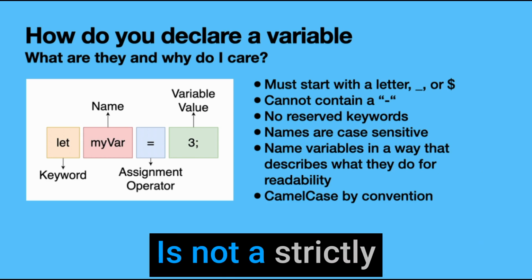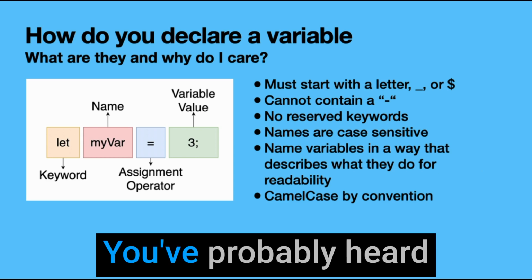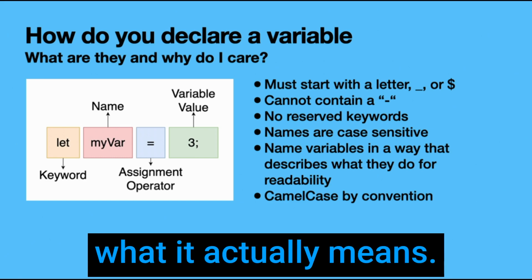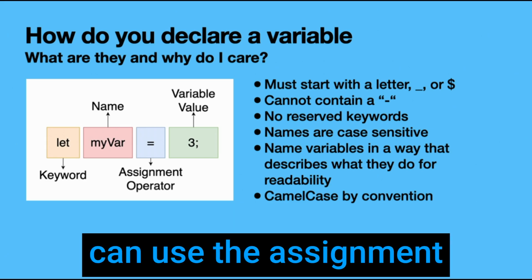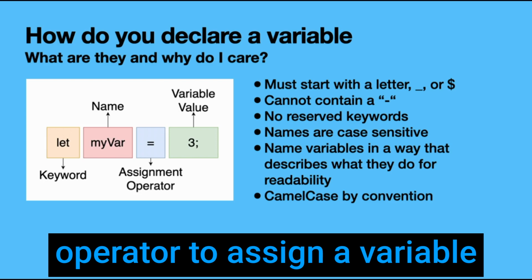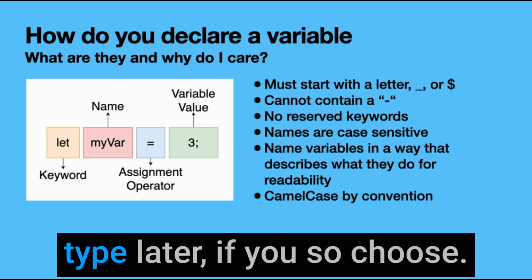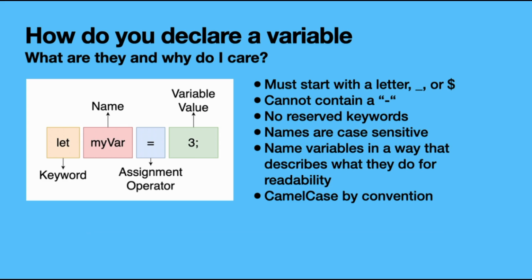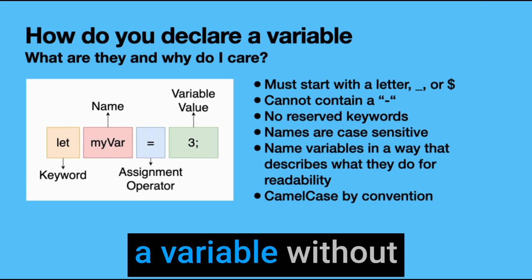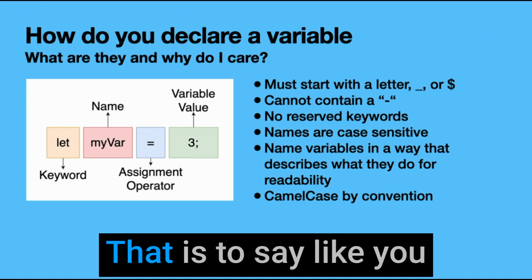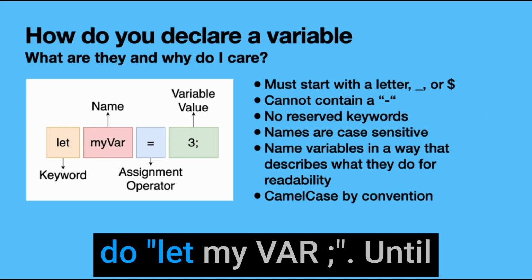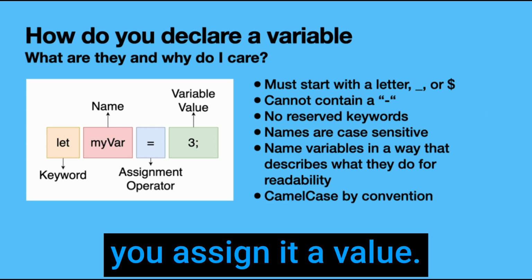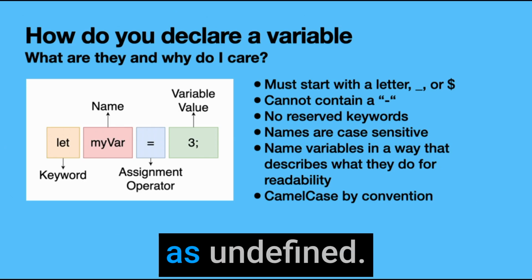JavaScript is not a strictly typed language. You've probably heard this, but don't know what it actually means. This means that you can use the assignment operator to assign a variable any type and change the type later if you so choose. We will discuss those types on the next slide. You can also just declare a variable without declaring its value. That is to say, like you do let myVar semicolon. Until you assign it a value, the value is known as undefined.